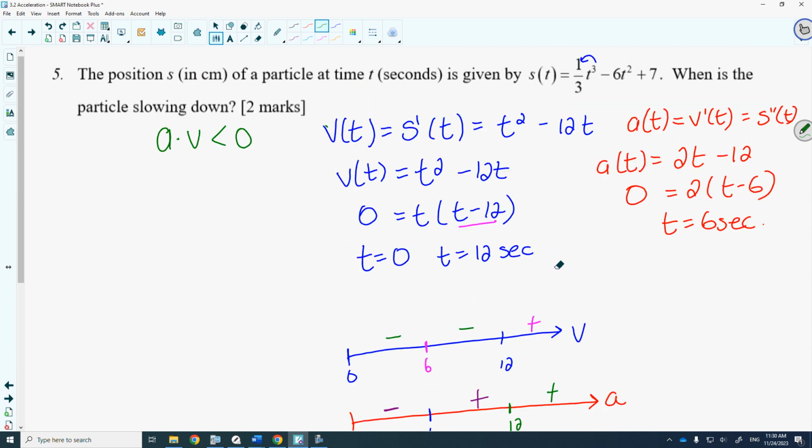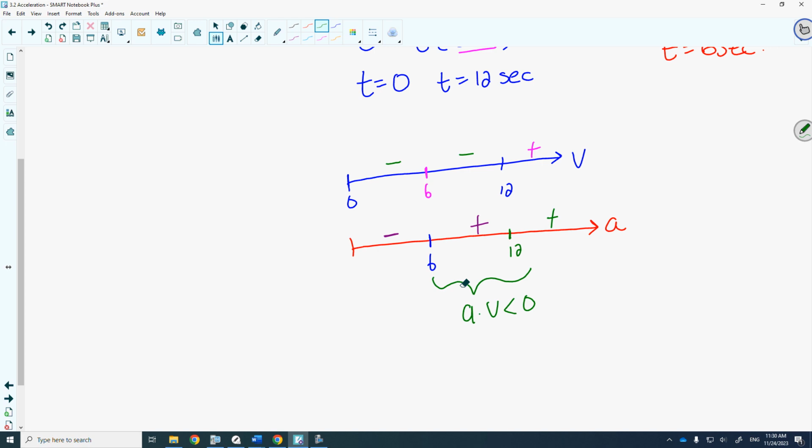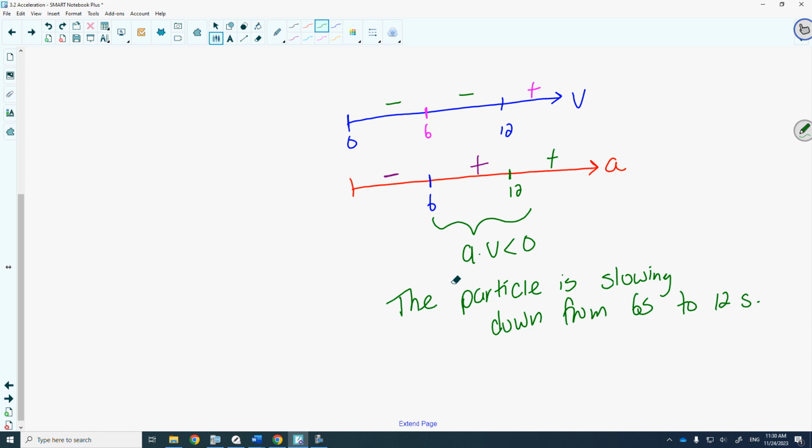So the question was, when is the particle slowing down? The particle is slowing down between 6 and 12 seconds. So from 6 seconds to 12 seconds would be when the particle is slowing down.